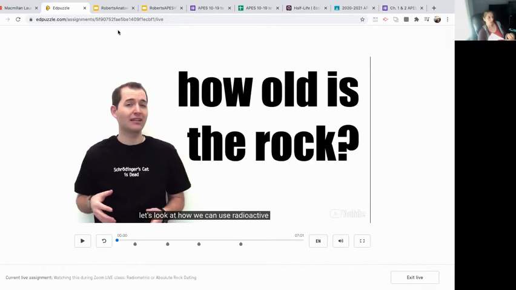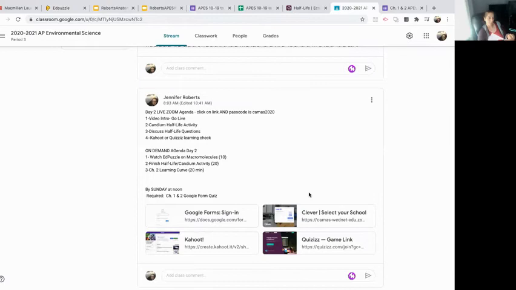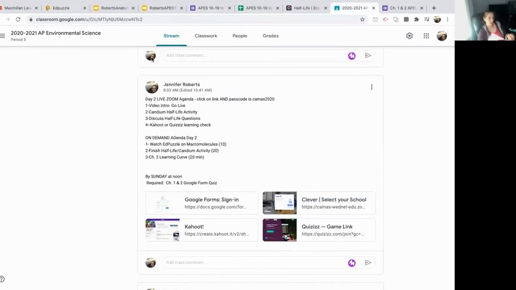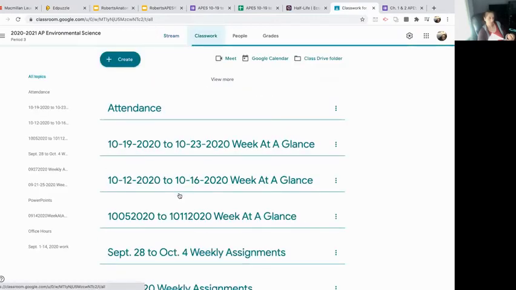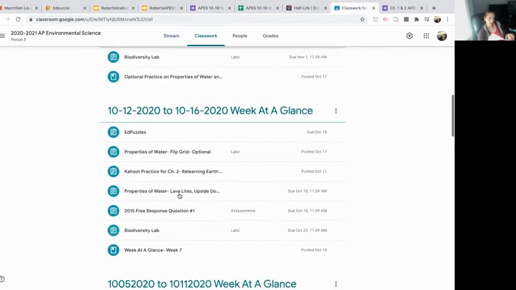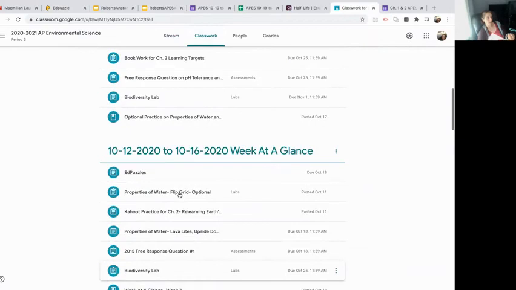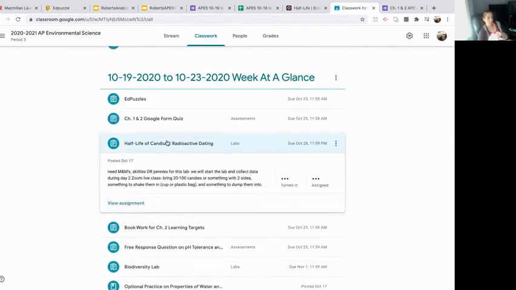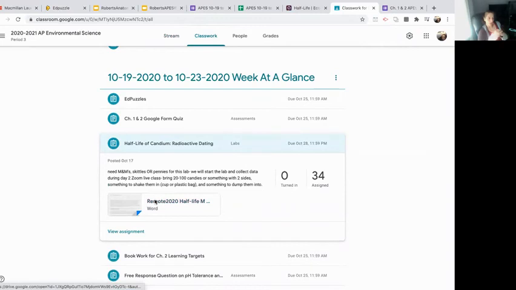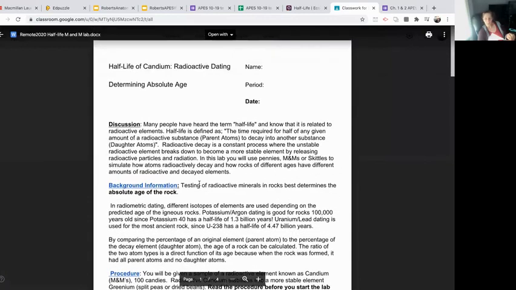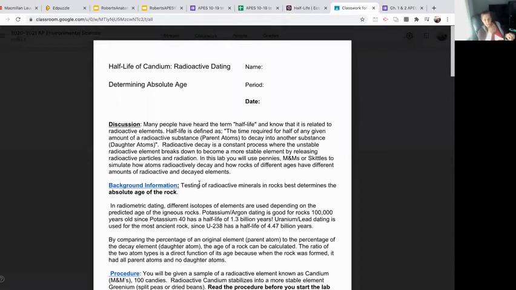All right, we are going to return now to your stream page and go physically, kinesthetically do this activity. So go to classwork, go to this week, and then you're going to click where it says, I'm on the wrong week, half-life of candium, and then open half-life of candium radioactive dating. It will prompt you to make a copy for yourself.